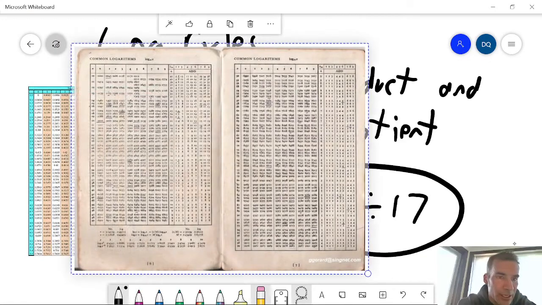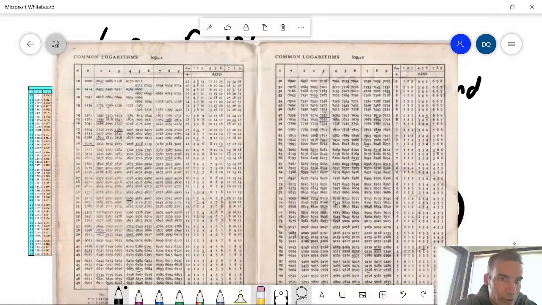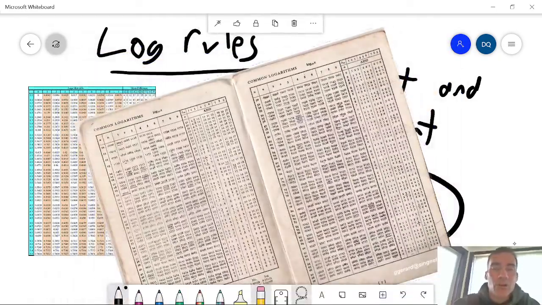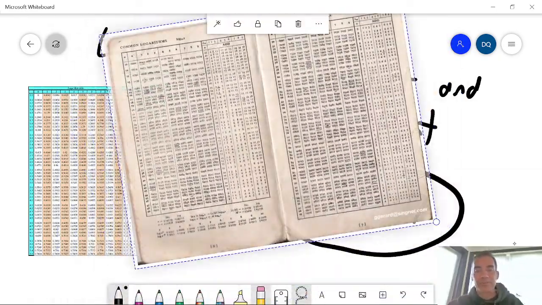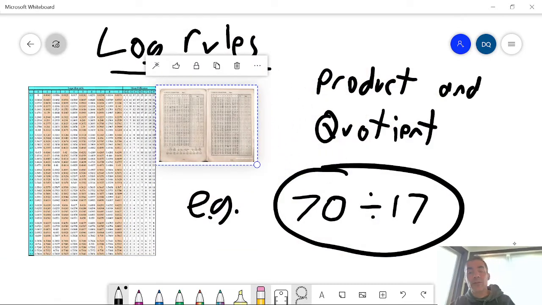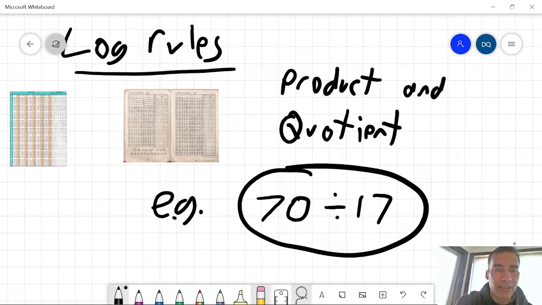So here, for example, the log of 13 is 1.1137. The log of 13.2 is 1.1206, and so on. So you can just look all those values up within the table. That's nice, but how is that helpful in terms of doing long division? How would that allow your grandparents to avoid doing long division and yet get the right answer?